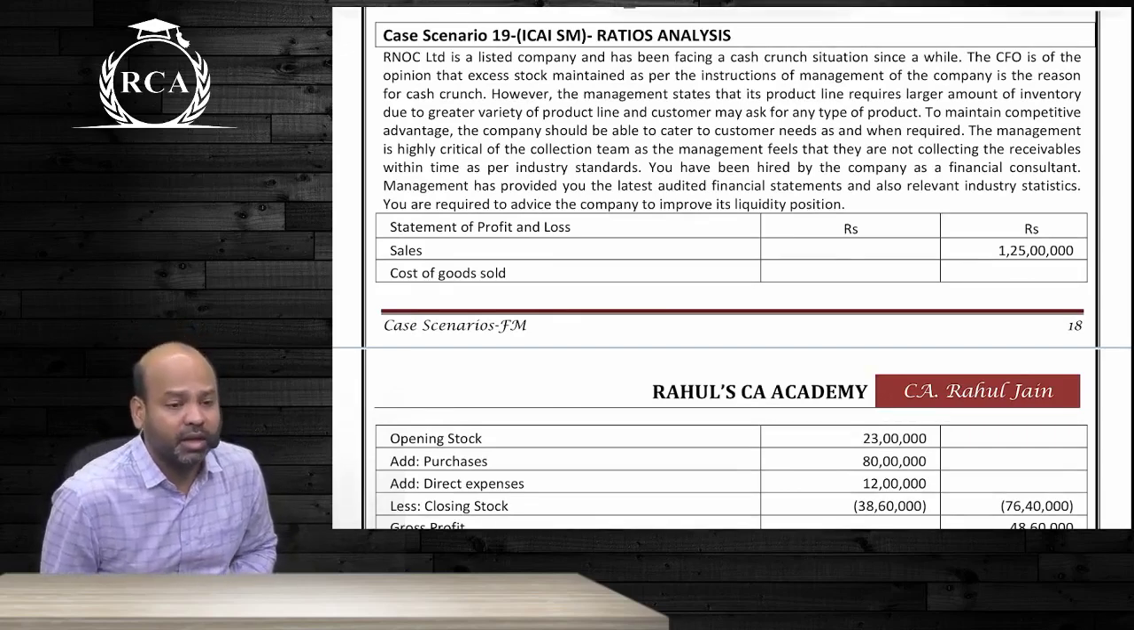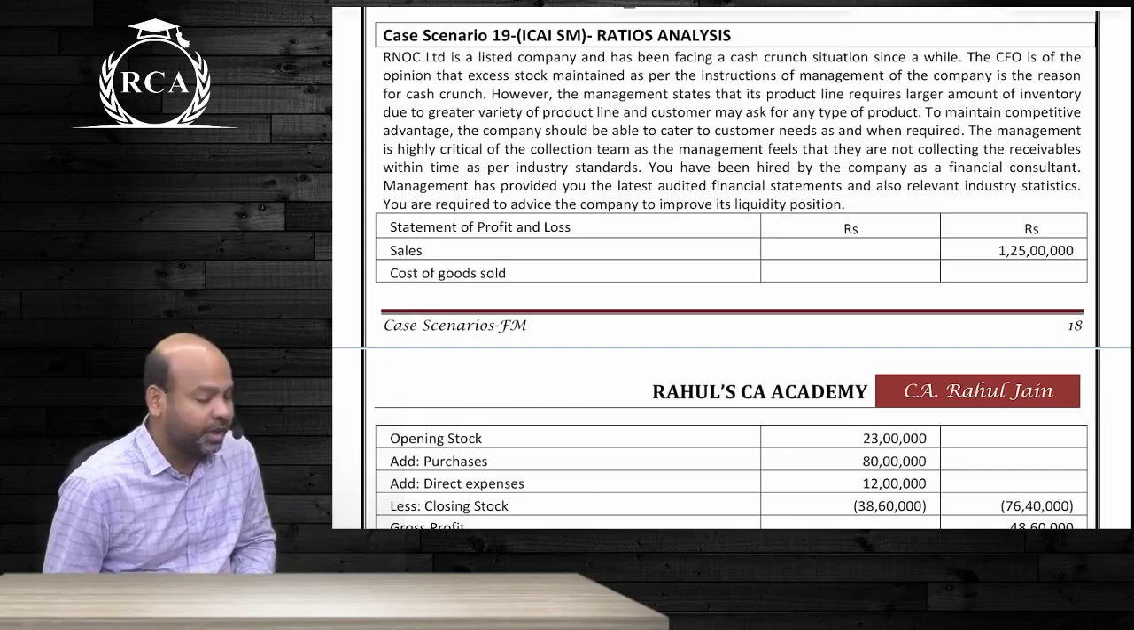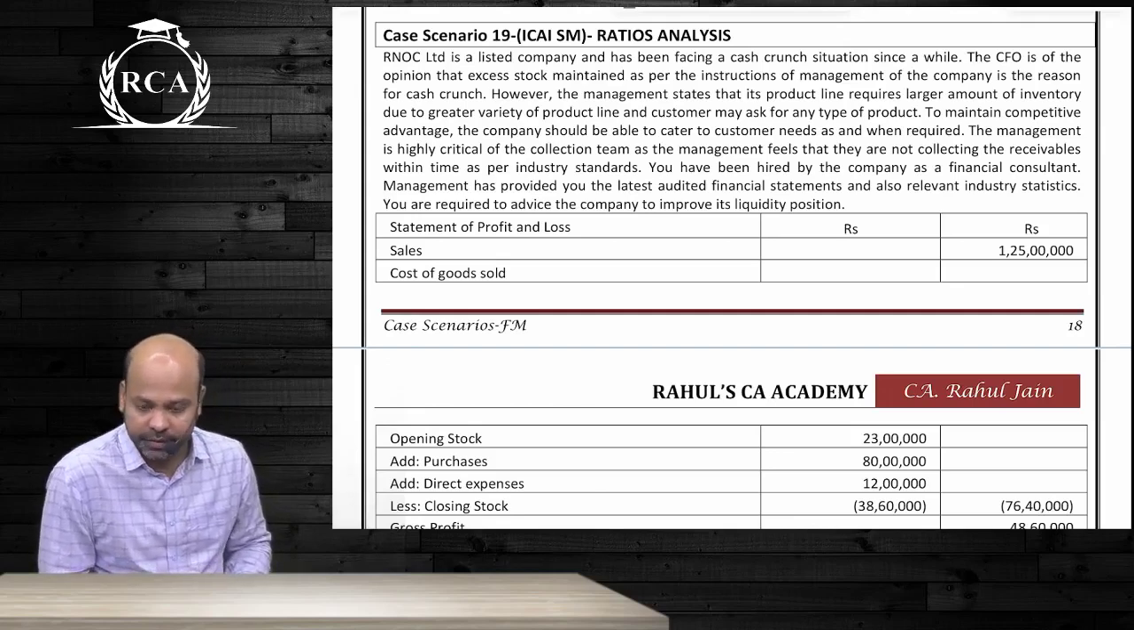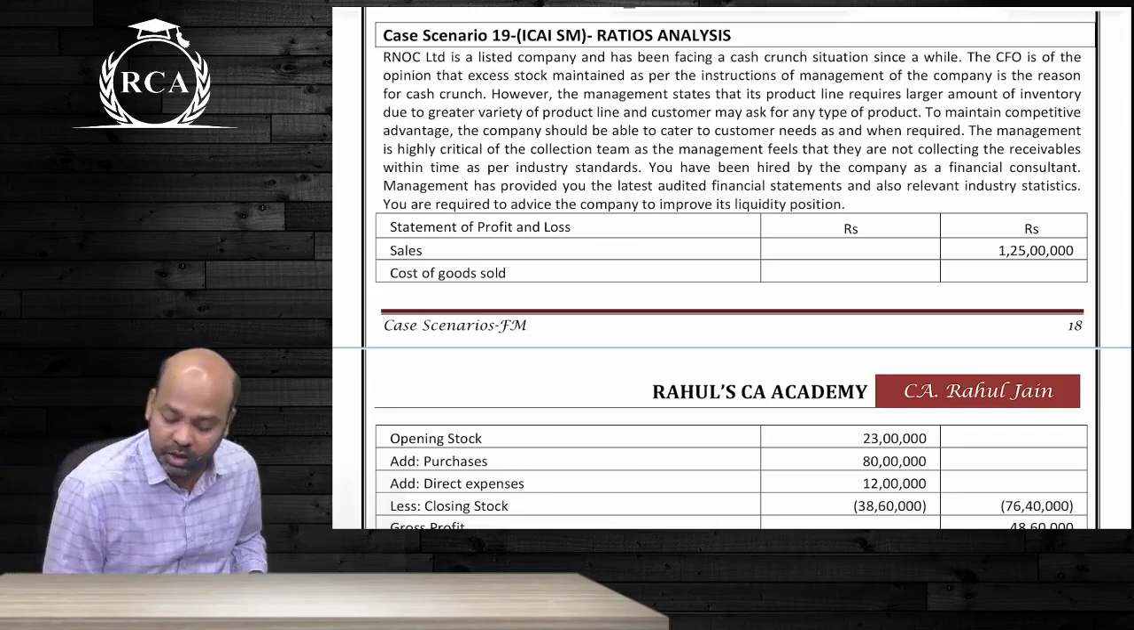So, what's the formula for inventory turnover ratio? Sales by COGS divided by average stock of goods. But instead of using average stock, here I'm going to use closing stock. The reason I already told you. Yes or no?